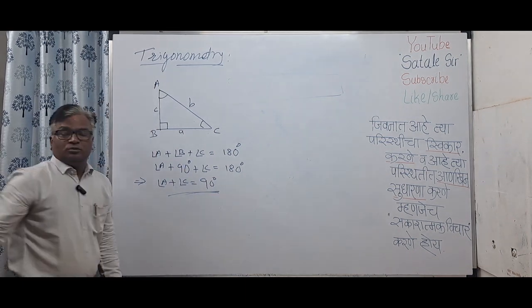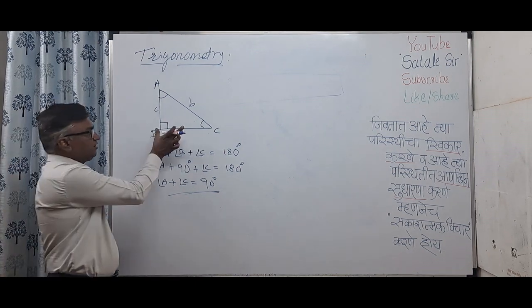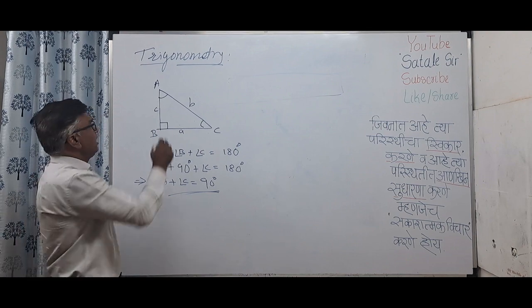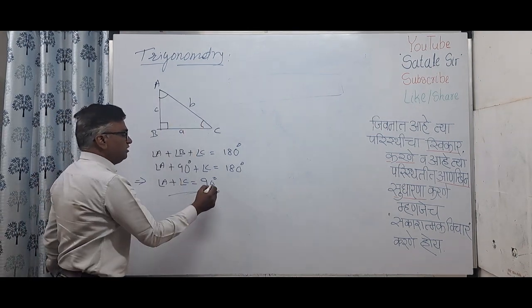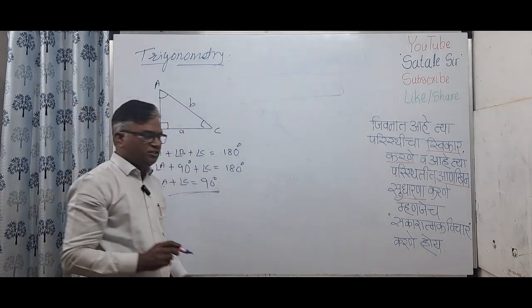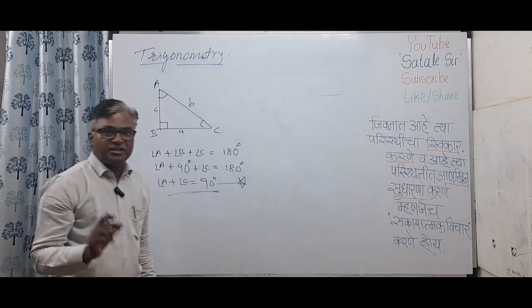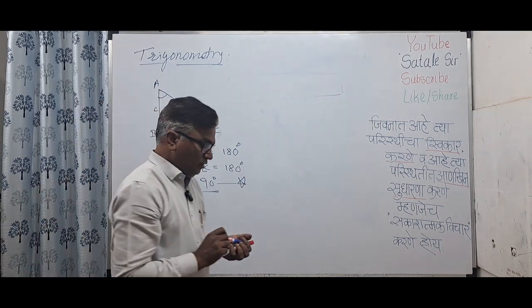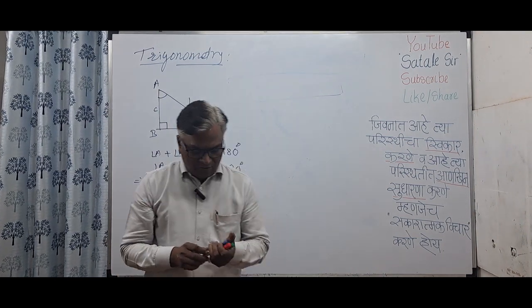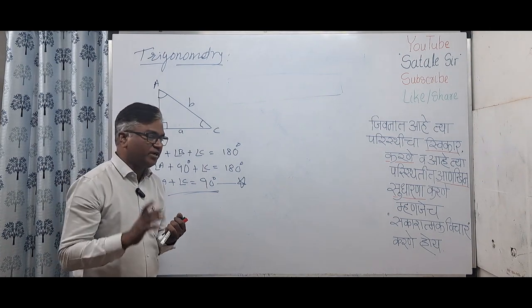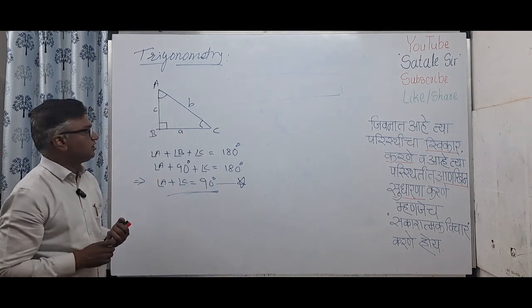Okay. Now in a right triangle, one angle will be 90 degrees and the sum of the other two angles is always 90 degrees. So this is one of the important properties of a right angled triangle. Okay, this is one property. Now you might have heard of one more property, that is the Pythagoras theorem. You might have heard of it in your earlier classes also.